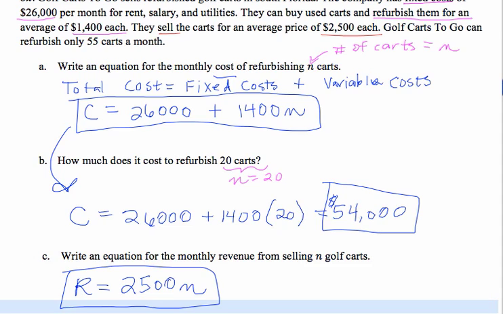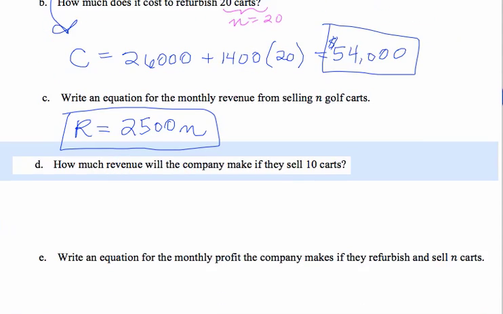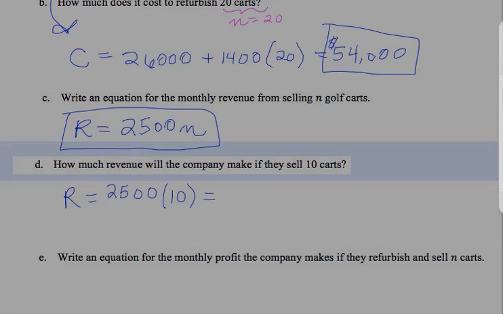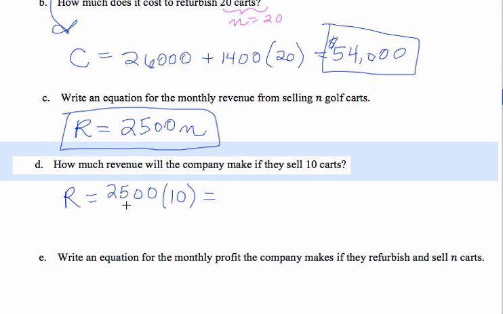Next, how much revenue will the company make if they sell 10 carts? So we're just plugging in 10 right here, right? They'll make $2,500, and it's important that you show all this so that I understand that you know what you're doing. So let's do, actually you don't need a calculator for that, right? Because 2,500 times 10, that just means you add a 0 on here. So that would be $25,000.